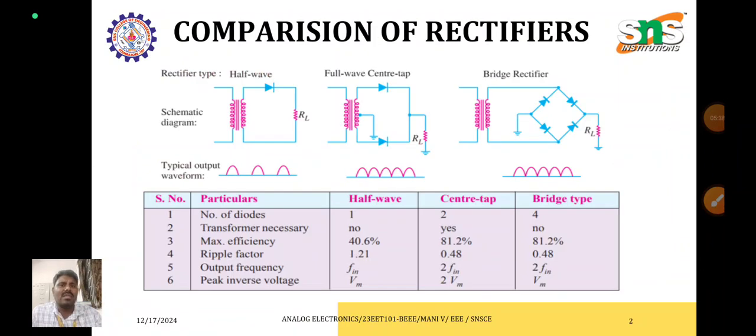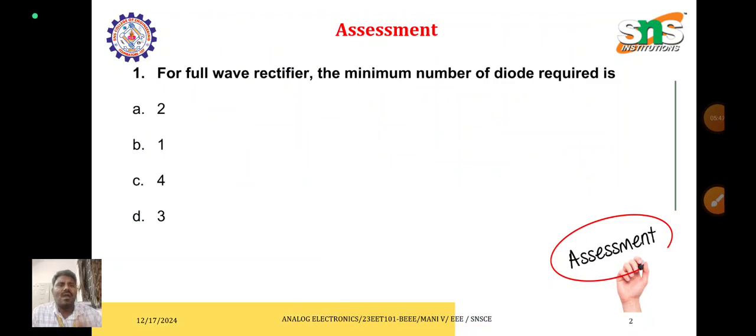And this is the comparison with respect to the number of diodes, the transformer required and maximum efficiency, like that. And this is the assessment for the full wave rectifier. The minimum number of diodes required is either 2, 1, 4 or 3.